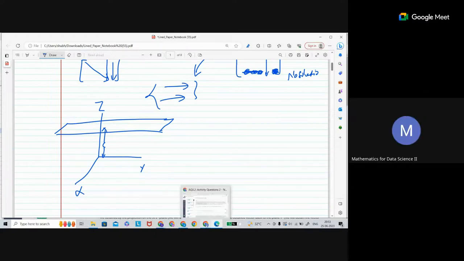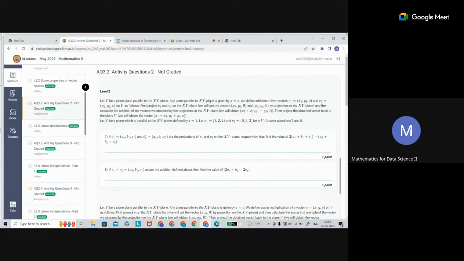Okay, so this first line is saying that any plane parallel to the XY plane you can think of as Z is equal to C. Usually rooms are 10 feet high, so you can say C is 10. Similarly, any C, 10, 20, 100, whatever you want, gives a plane parallel to the XY plane, Z is equal to C. Okay. We define addition.